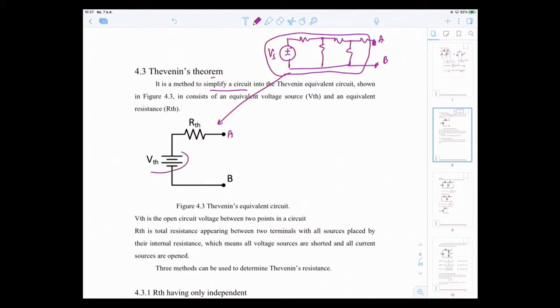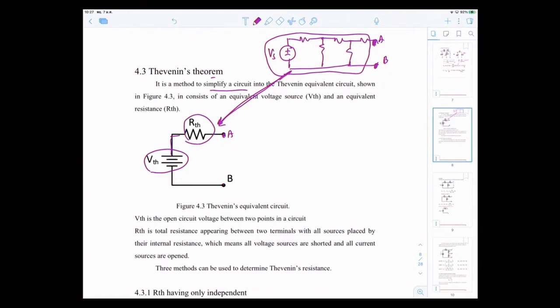The voltage source, we call it Thevenin voltage, VTH, and in series with it is the Thevenin equivalent resistance, RTH. You can see that these points stay the same, this terminal AB. You replace this whole complicated circuit with only these two elements, which makes your life easier.